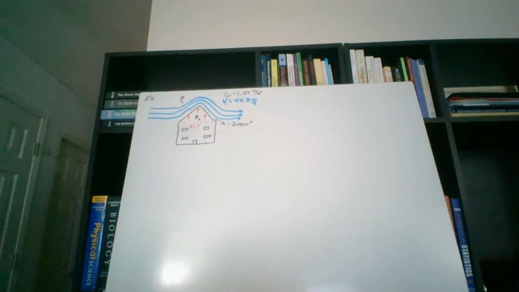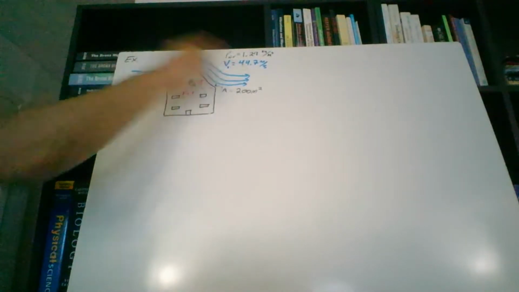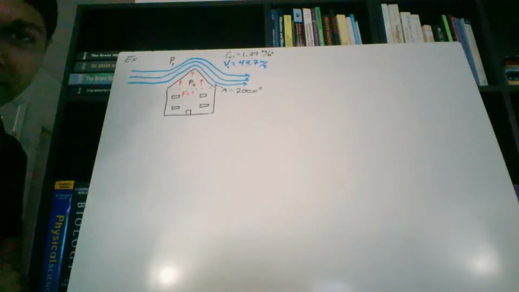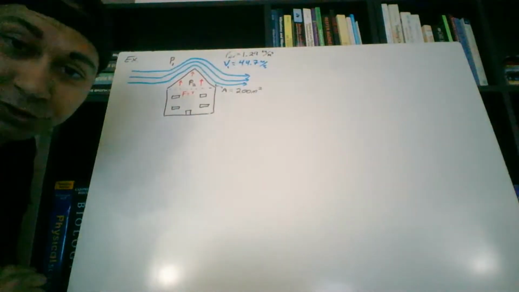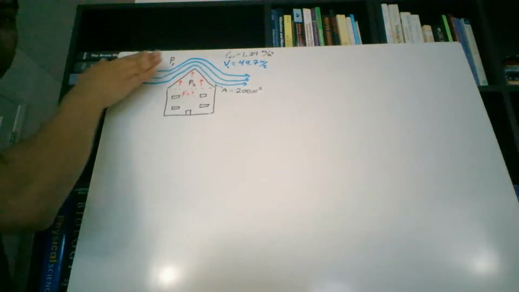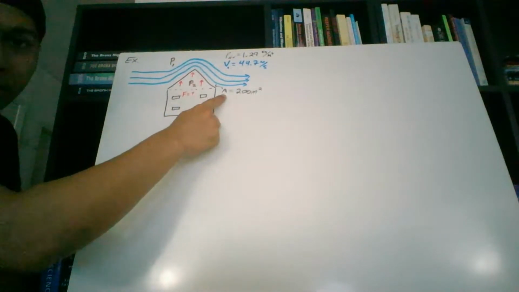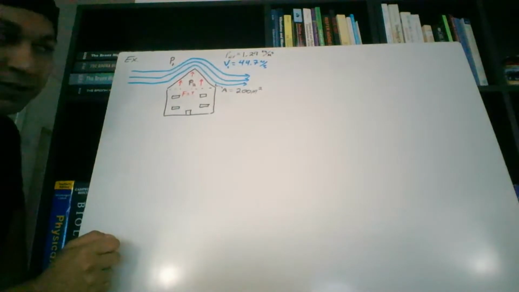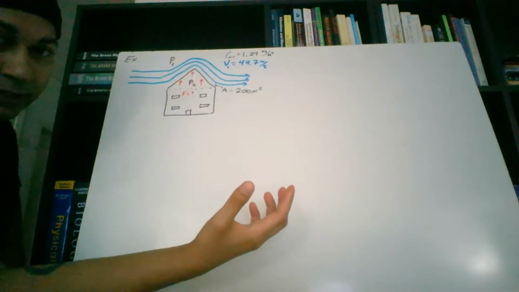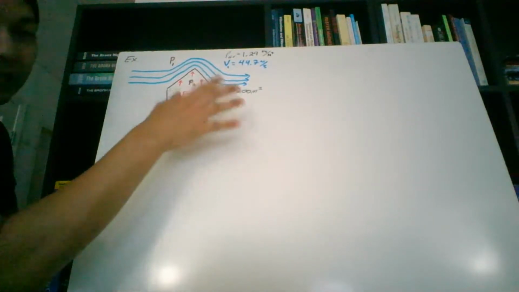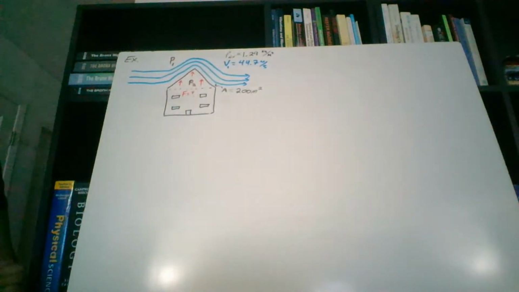So here is our question. We've got a house here. We've got wind blowing at 44.7 meters per second. That's a special number: 44.7 meters per second is 100 miles per hour. So wind is blowing at 100 miles per hour. You can think of this during Hurricane Sandy. And the area of your roof is 200 meters squared. The density of air, not of water, which is 1,000 kilograms per meter cubed, for air at sea level is 1.29 kilograms per meter cubed.